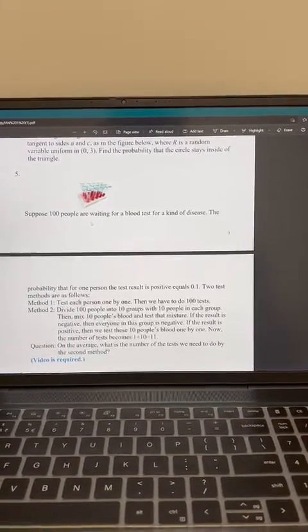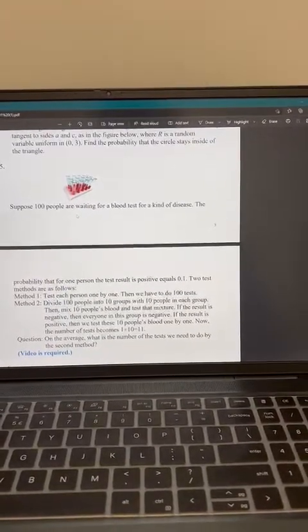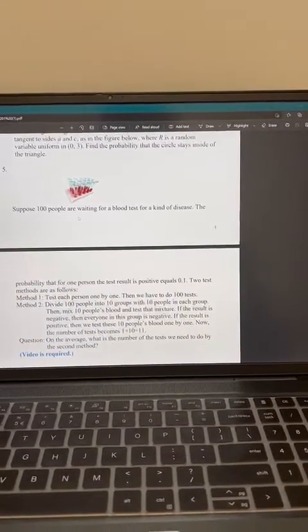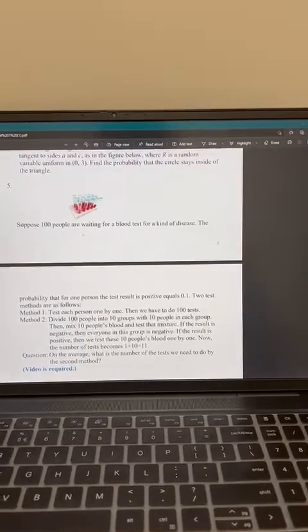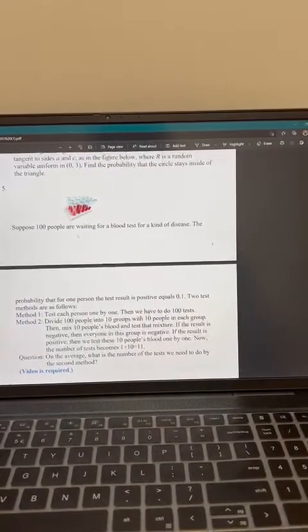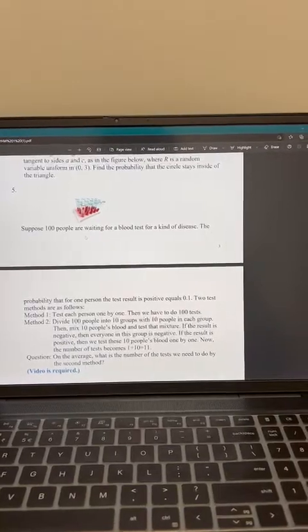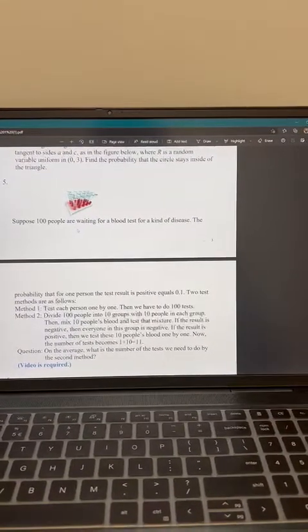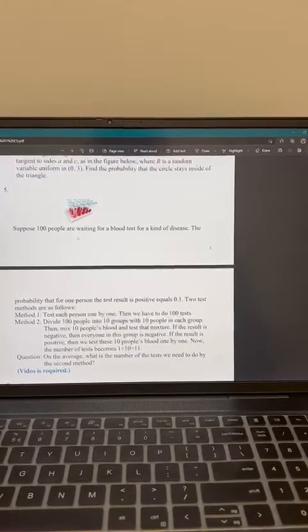Method 1 says to test each person one by one, so we have to do 100 tests. Yes, if you take each test individually, it results in 100 tests. Method 2 states that we divide 100 people into 10 groups with 10 people in each group, then mix 10 people's blood and test that mixture. If the result is negative, then everyone in the group is negative. If the result is positive, then we test these 10 people's blood one by one. Now the number of tests becomes 1 plus 10 equal to 11.